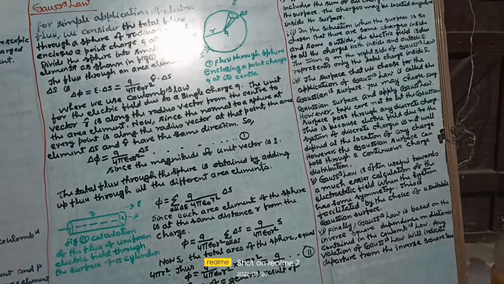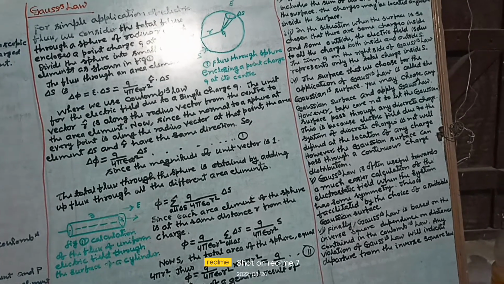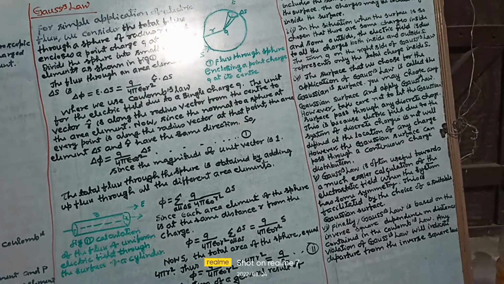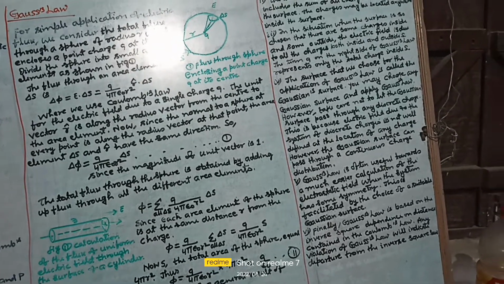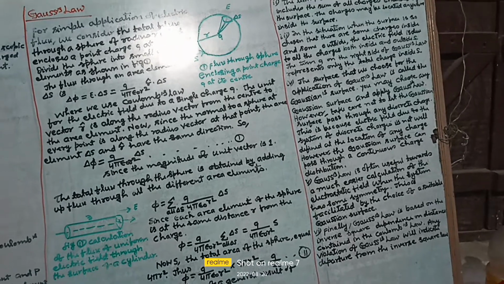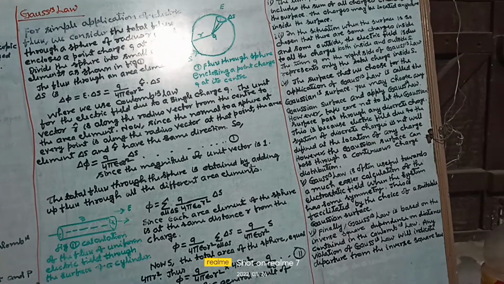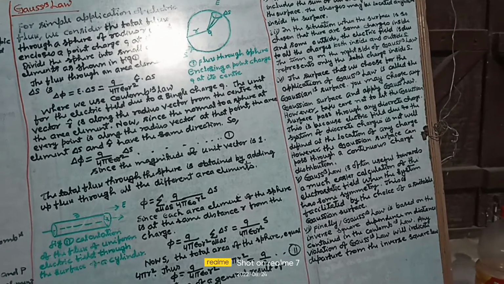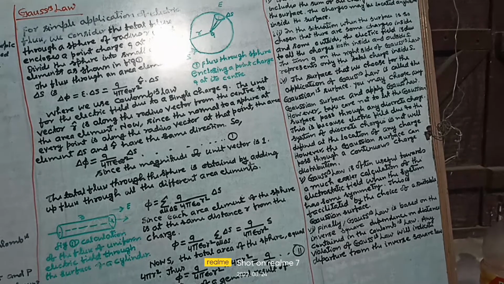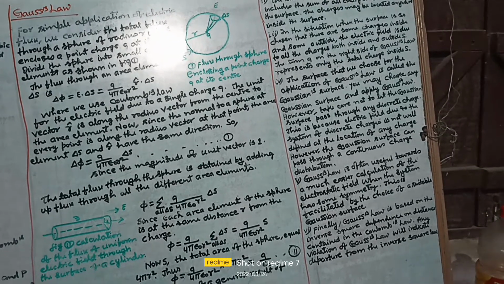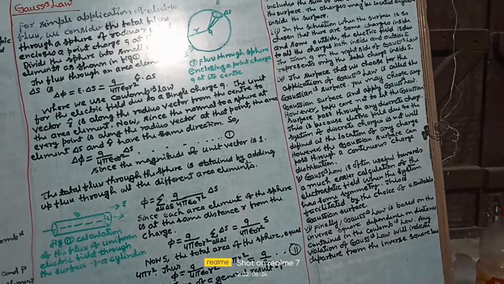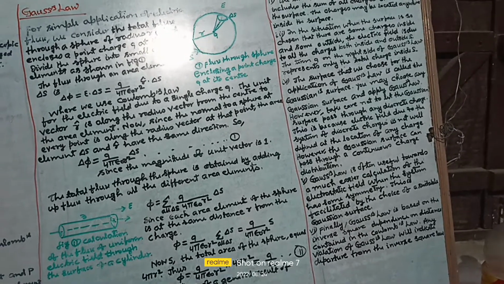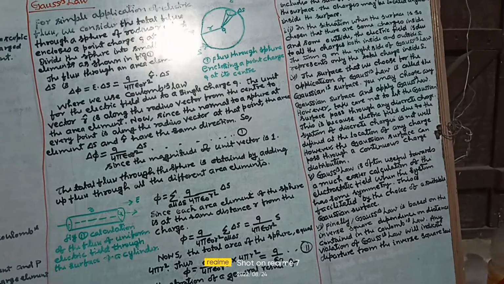Since each area element of the sphere is at the same distance R from the charge, phi equals Q by 4 pi epsilon naught R square times summation of all delta S, or Q by 4 pi epsilon naught R square times S. Now, the total area of the sphere equals 4 pi R square, thus phi equals Q by 4 pi epsilon naught R square times 4 pi R square, which equals Q by epsilon naught. Equation 1 is a simple illustration of a general result of electrostatics called Gauss law.